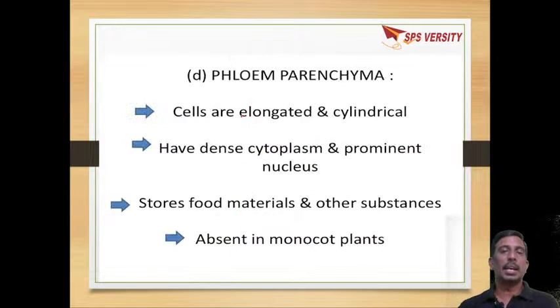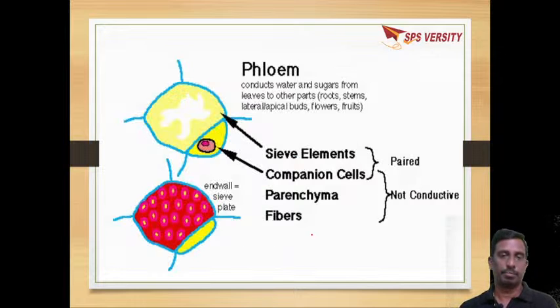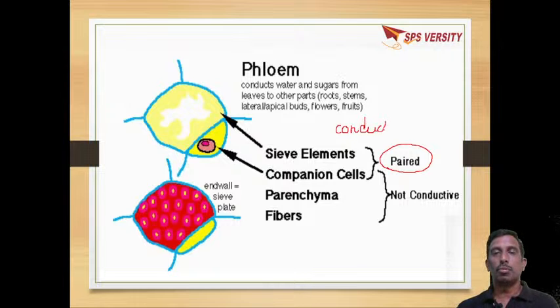Phloem parenchyma में phloem cells are elongated and cylindrical. उसमें cytoplasm और nucleus दोनों रहता. इसका function is storage of food materials, which is absent in monocot plants. So sieve elements and companion cells are paired structures which are always associated with each other. And sieve elements are conductive elements which play a major role in conduction of food materials, that is sugars from leaves to other parts.